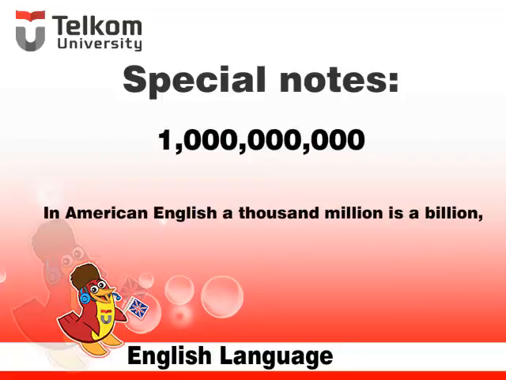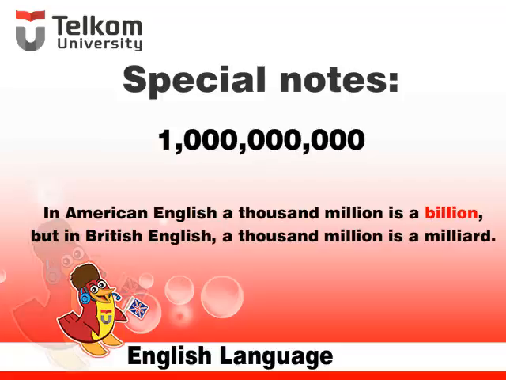Second, in American English, 1,000 million is a billion. But in British English, 1,000 million is a milliard.